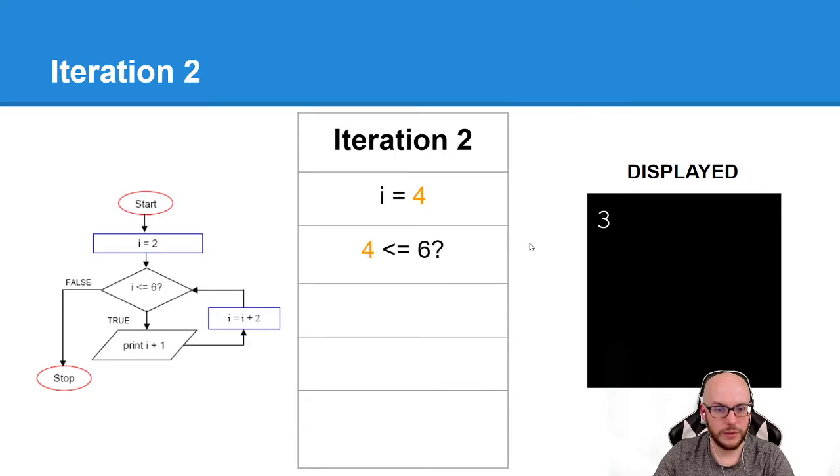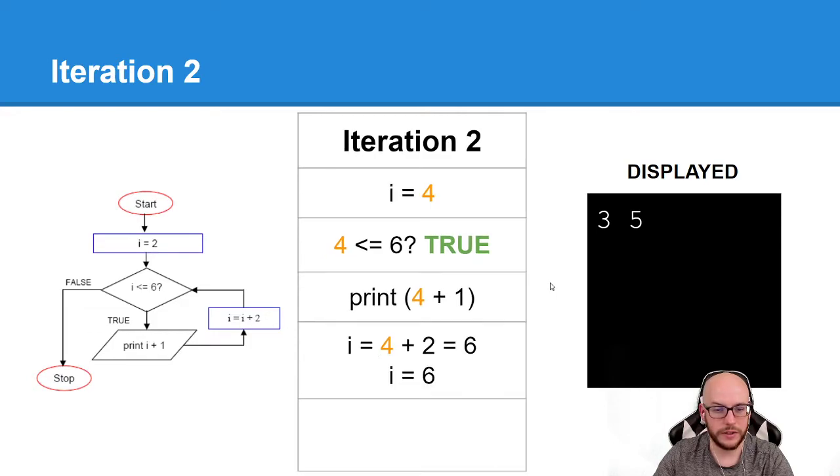I is 4 at this point. We would ask, is 4 less than or equal to 6? That is true. We're going to enter the body effectively. We're going to print I plus 1, so 5 shows up in our console.